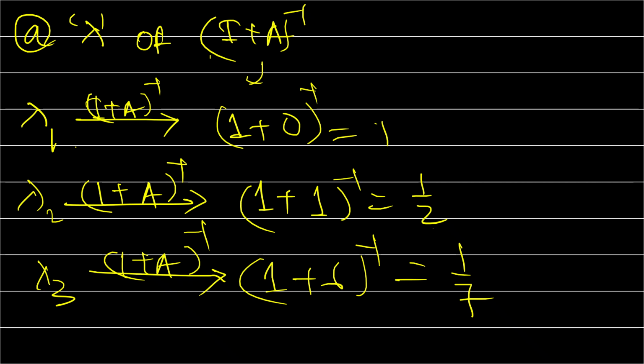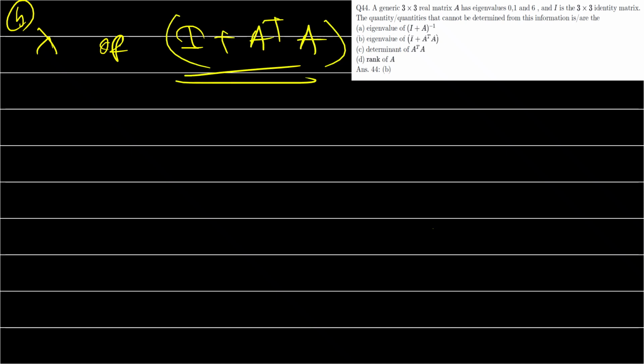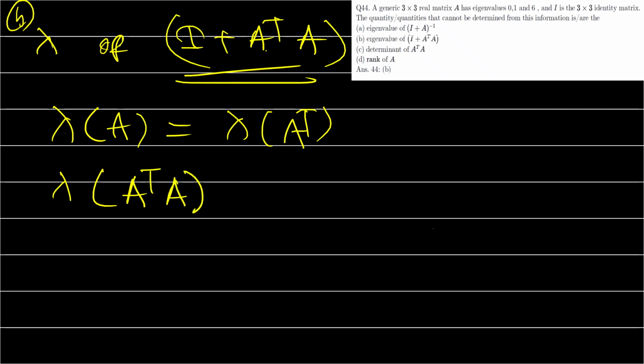So let's go to the next option. Now eigenvalue of option B, lambda of I plus A transpose into A. Now if we know the eigenvalue of A, then eigenvalue of A is equal to eigenvalue of A transpose. So there is no issue in finding the eigenvalue of A transpose, but there is an issue of finding eigenvalue of A transpose into A, and we can't find the value of A transpose into A. So from the given data, that is eigenvalue of A and eigenvalue of I, we can't evaluate eigenvalue of A transpose A. That's why we can't evaluate eigenvalue of I plus A transpose A.